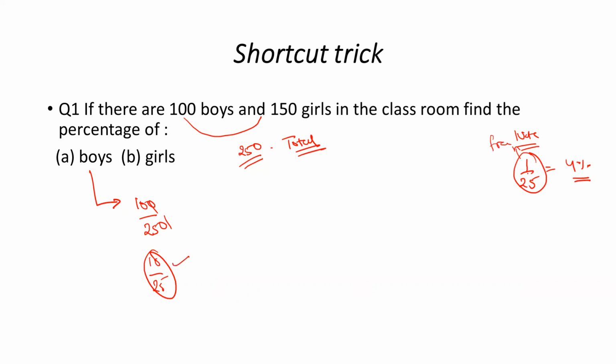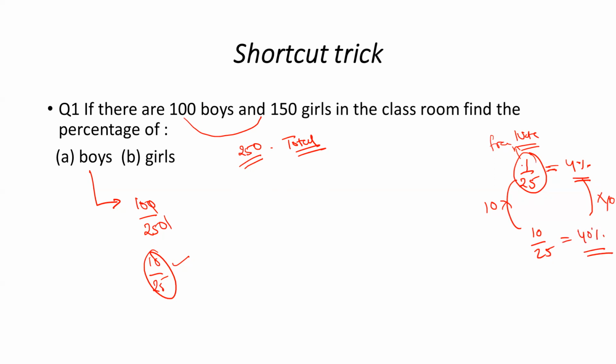So if 1 by 25 is 4%, then what will be 10 by 25? You have to multiply this 1 by 25 by 10, and if you multiply by 10 over here, you have to multiply it here also to balance the equation. So what is 4 tens? 10 by 25 is nothing but 40%.